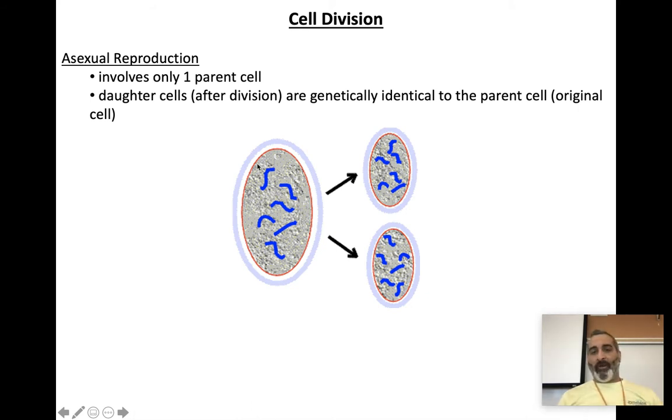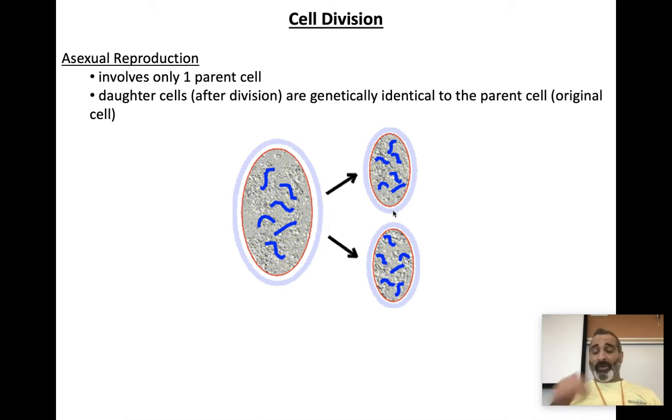Asexual reproduction is one parent cell producing two new offspring that are genetically identical to the parent. The parent cell and the daughter cells are all genetically identical. When would you do asexual reproduction? You do it all the time.